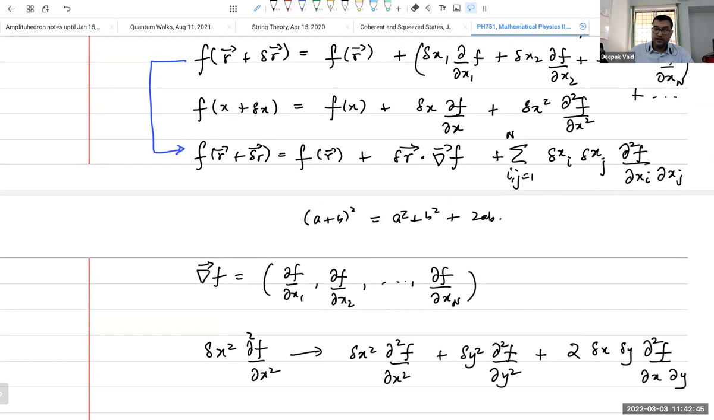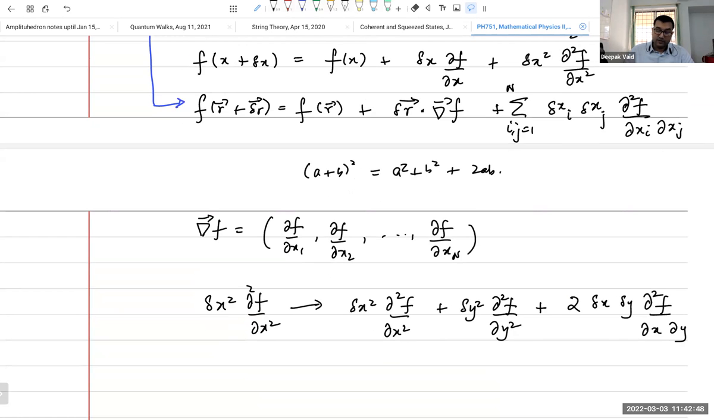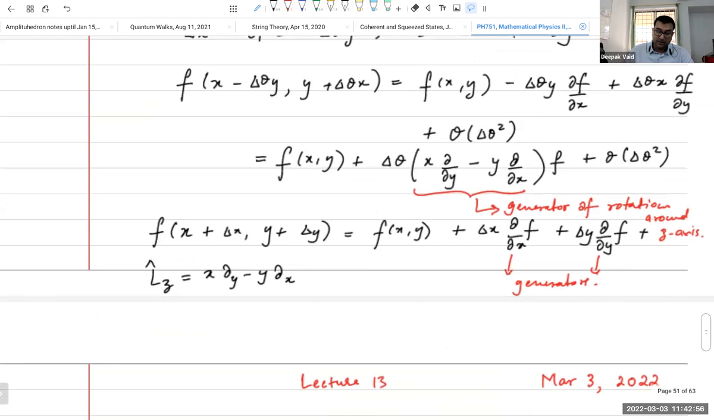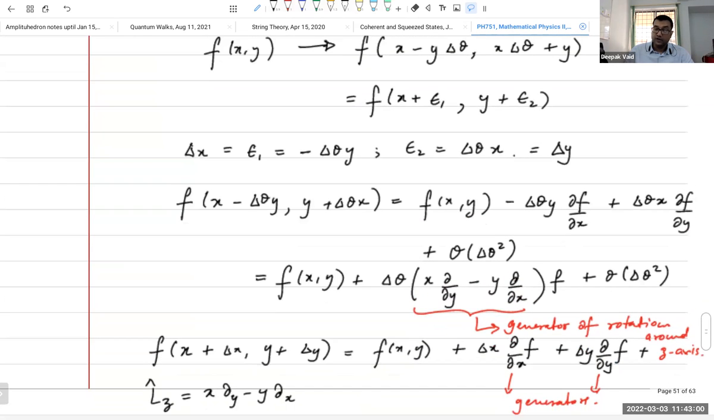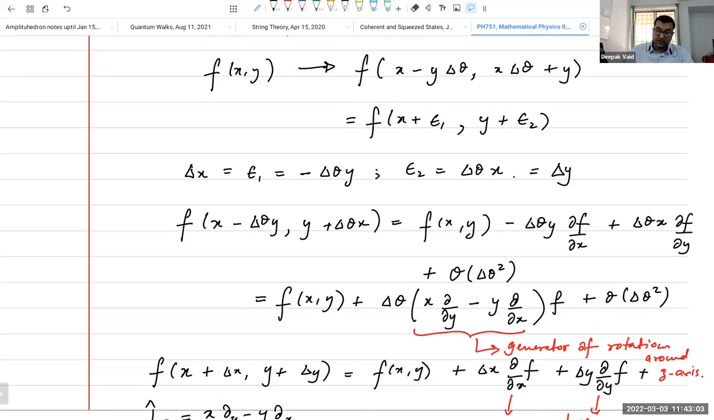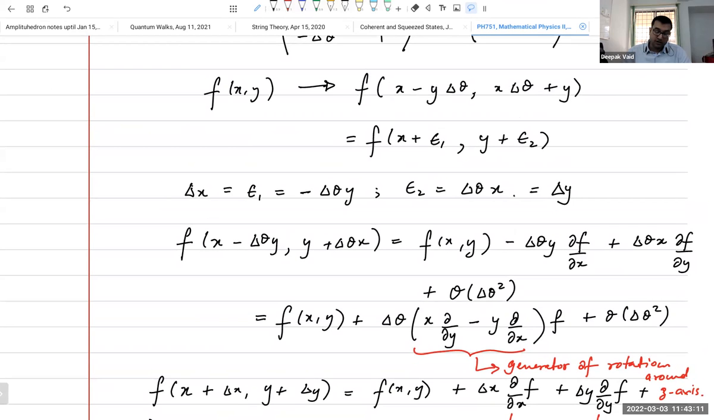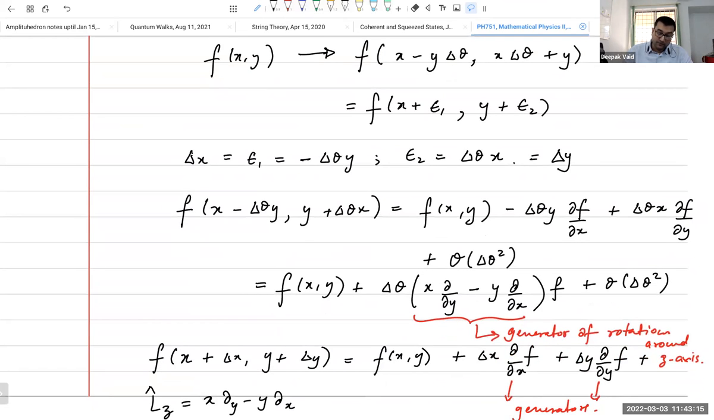Okay, so this is the Taylor series for multiple variables. What I have done here, when I'm talking about this angular momentum generator, is that I am only interested in the lowest order terms in the Taylor series. The zeroth order term is just f of x, y. The next order term is delta x times df dx. Now delta x is minus delta theta y, and then there's a contribution from the y derivative, df dy delta theta x. So these are the only two terms that are present.